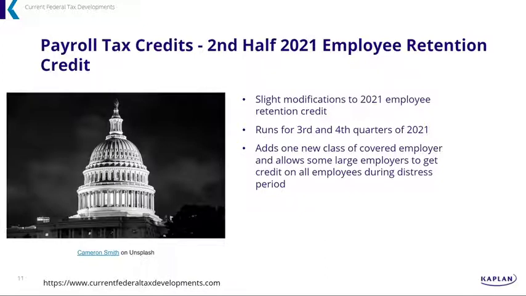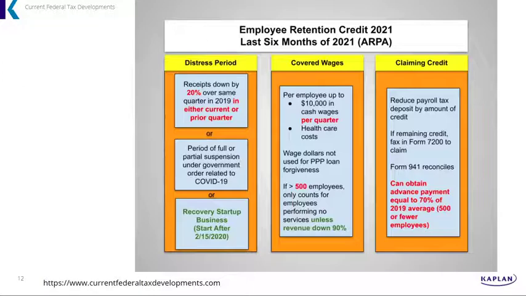If you are looking at the slides in this, either on your screen or you downloaded the PDF, I have there the summary based on this that's similar to the summaries you used last week. In this case, again, we have the distress period, covered wages, and how you claim the credit. Well, the distress period is when you're allowed to claim it, you have to be in the distress period. And it's the same as before. Your receipts are down by over 20% over the same quarter in 19.